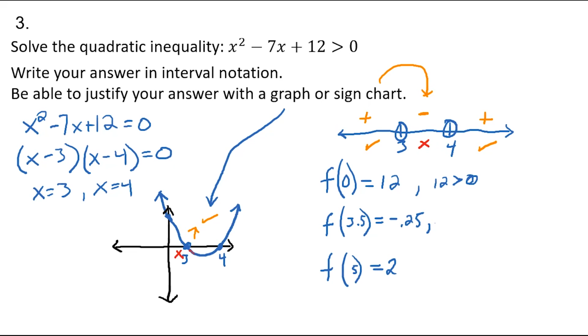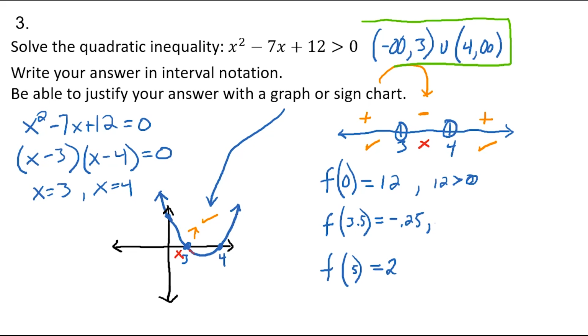When we write our answer in interval notation, we end up with negative infinity up to 3, and then union with 4. Remember, not including 3 or 4, that's where the interval stops, so we put parentheses. From 4 up to positive infinity is the other part of our interval. And altogether, here's our interval notation.